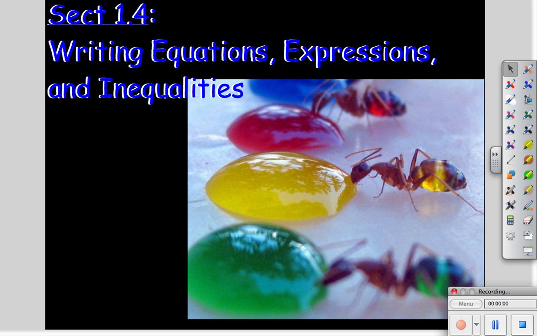Writing equations, expressions, and inequalities. For this particular section, I found this cool picture last week. There are some ants. I wanted to say that they're in Mexico, but I could be wrong on their location now. But there are ants that have transparent abdomens, and this artist gave them some sugar water that he'd put a little bit of food coloring in.